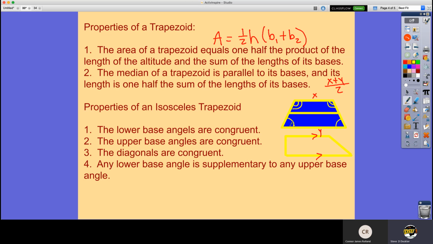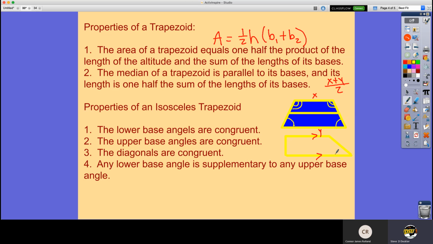Any lower base angle is supplementary to any upper base angle. So if we add these two together on the left side, it's going to add up to 180. And that's always the case. Technically, they are correct. If we added the lower left and the top right, they would also have to add up to 180 in an isosceles trapezoid. The other thing that we know for sure is just in an isosceles trapezoid, the diagonals are the same.